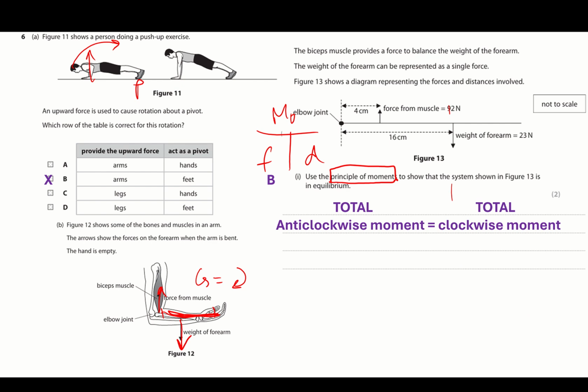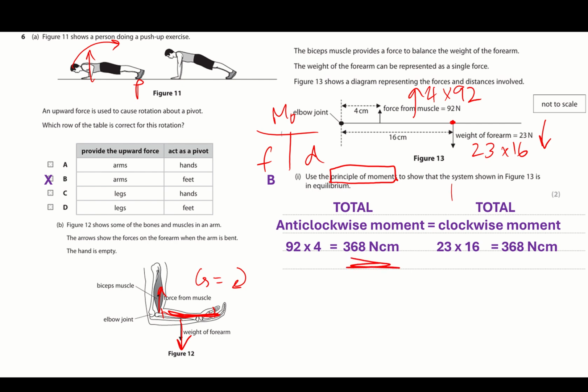And then we just got to do a little bit of maths. So I've got my fat, moody dinosaurs. I'm going to work out the moment. And we've got the weight of the forearm, and its center of mass is there. So we've got 23 times 16 for that force. This one must equal the other. So that's going to be 4 times 92. And if they equal each other, we've proven it. And there we go. So 92 times 4 is 368. 23 times 16 is 368. QED. Point proven.